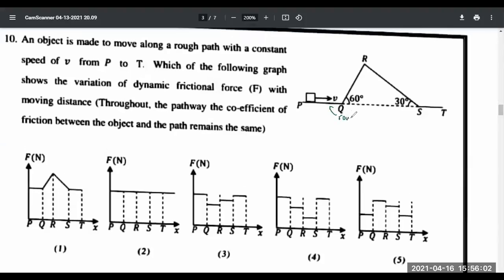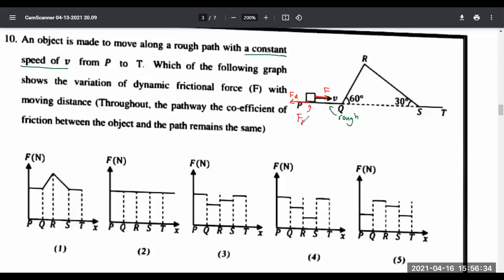And the object is moving at a constant velocity. Very, very important. Read carefully. An object is made to move along a rough path with a constant speed. That means the magnitude of velocity can't change. That means the resultant force acting on the object must be zero. So here there will be a force acting on the object. We are applying some force, and the dynamic frictional force will be acting on the object.